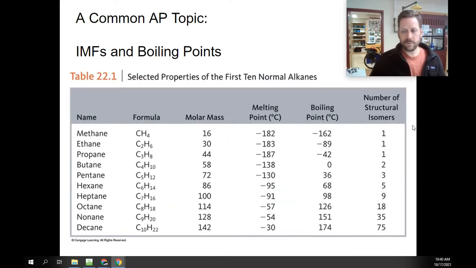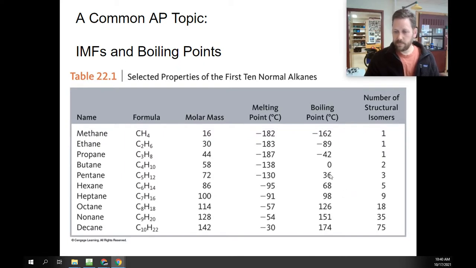Another really important point to make is that the relationship between intermolecular forces and boiling points is often going to be illustrated using organic compounds. A lot of intermolecular force concepts can be illustrated with organic compounds. Notice as we go from methane to ethane to propane, the number of carbon atoms is increasing. And since all of these are just alkanes, in other words, just carbon and hydrogen, nothing else, they're nonpolar. And the only intermolecular force that can operate is London dispersion forces.